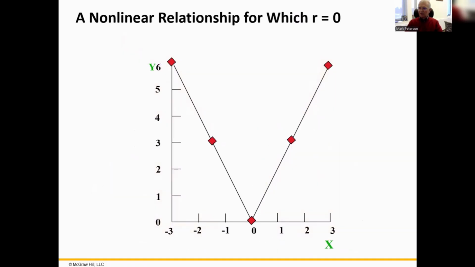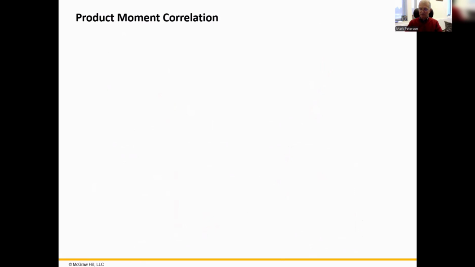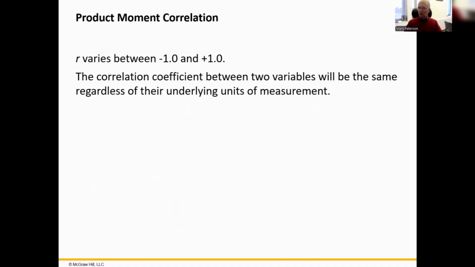You also can have relationships like this. That's this U relationship. And here the measure of association is 0. So basically these relationships between x and y cancel out. So you need to plot out your frequency distribution to see if you have anything like this that might be apparent in your relationships. So the product moment correlation, this is the correlation coefficient.